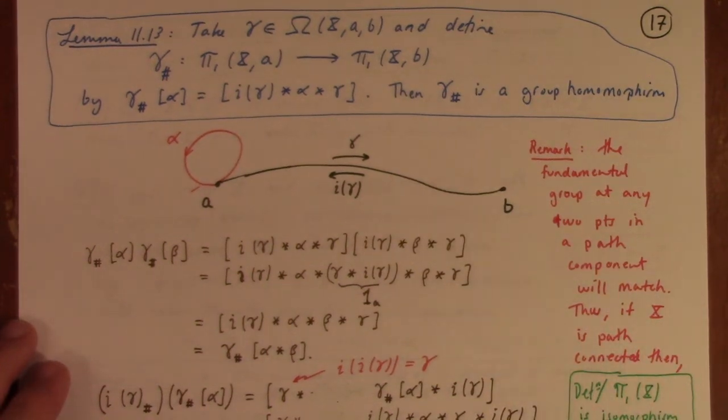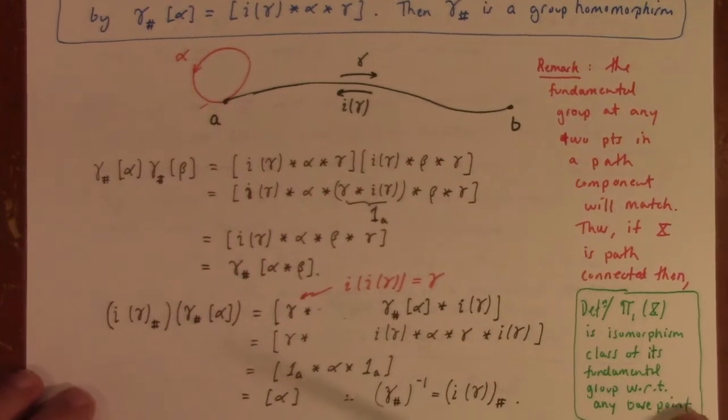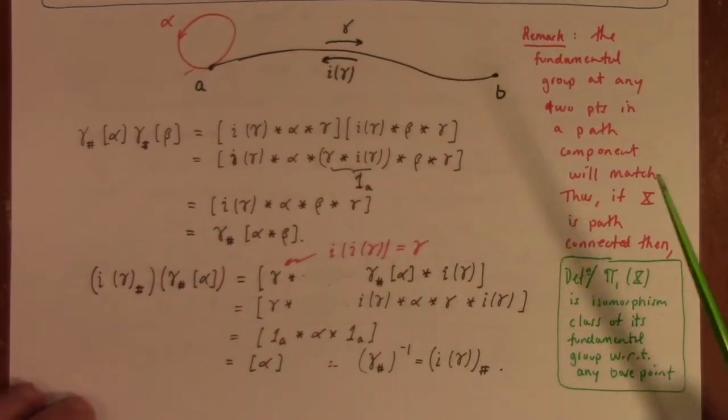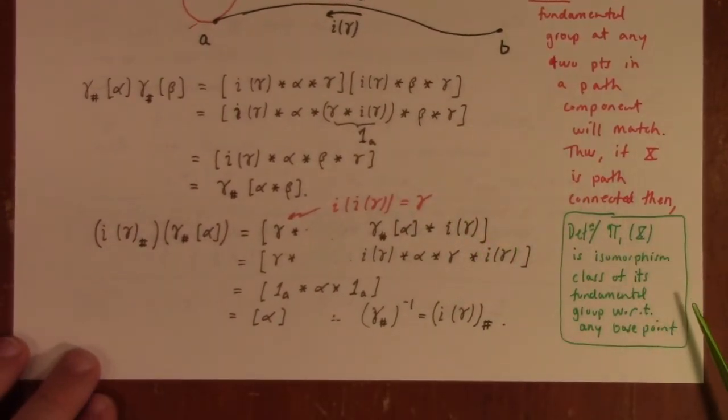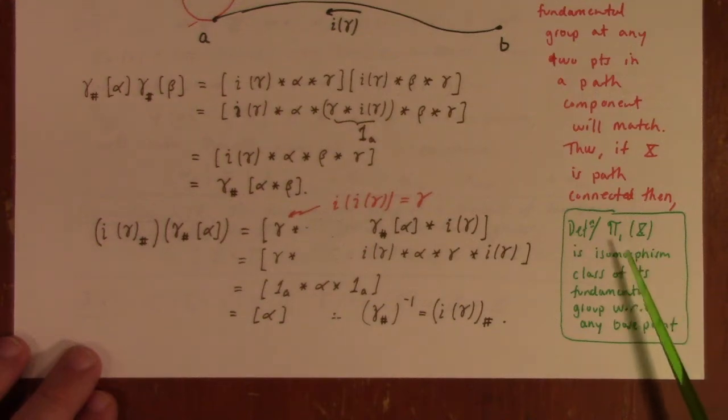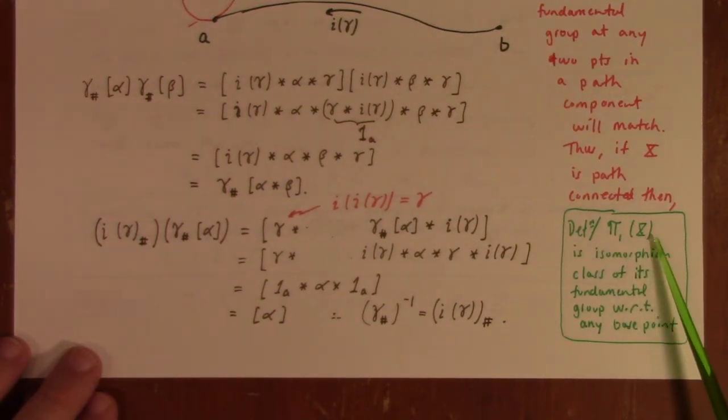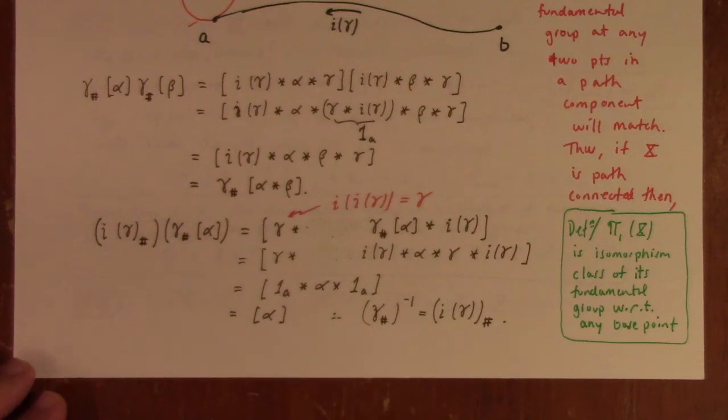Thus, if x is path connected, you can define just pi1 of x to be the fundamental group of the space without respect to the base point, right? If it's path connected, you can drop the base point.